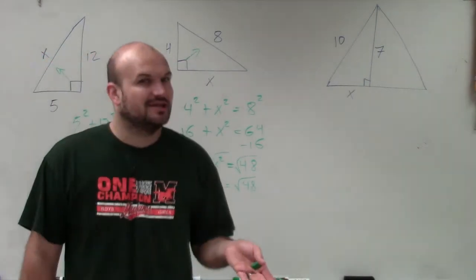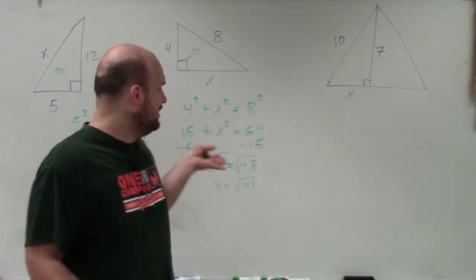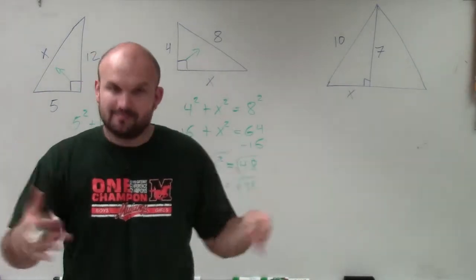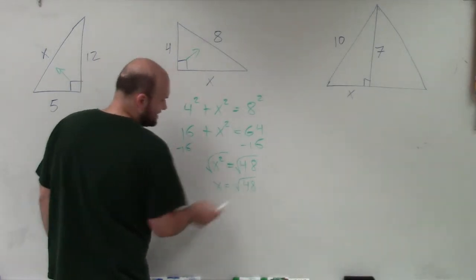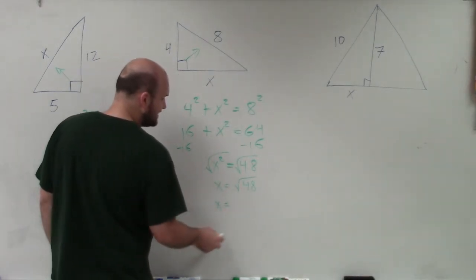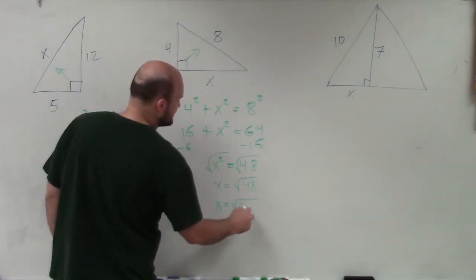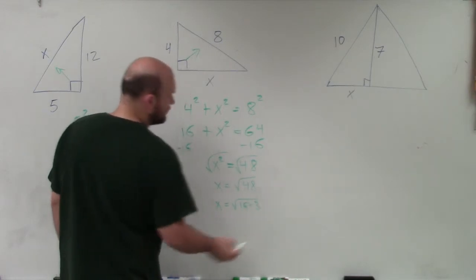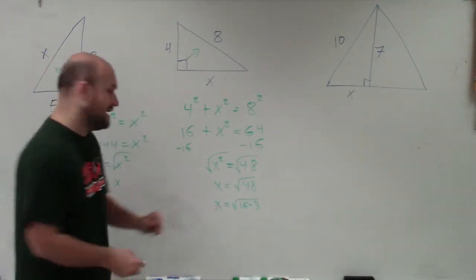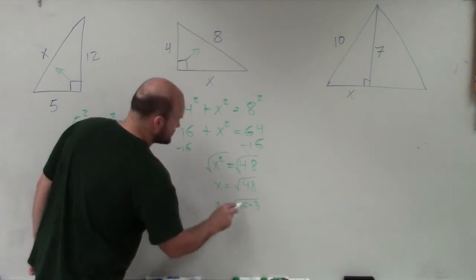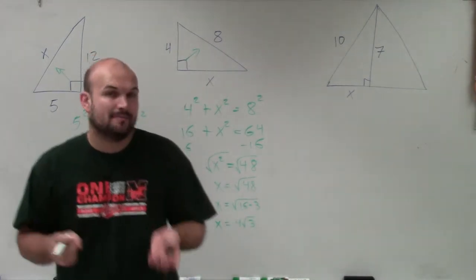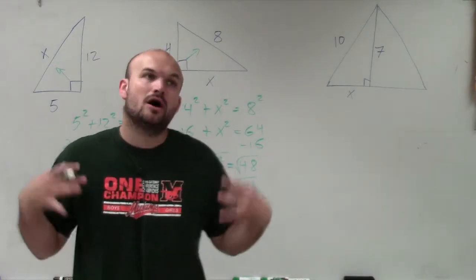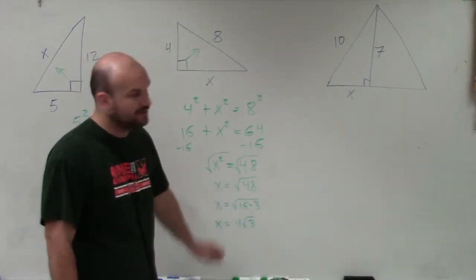But it's important to understand that you always want to look into simplifying. In this case, I can't take the square root of 48, however, I can take the square root of 16, and 16 goes into 48 three times. So now I can rewrite this as x equals the square root of 16, which is 4, times the square root of 3. So whenever you have the opportunity to simplify your answer, always do. Always make sure you remember how to do that.